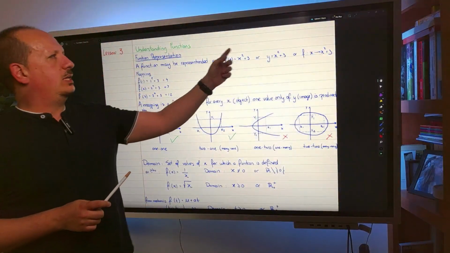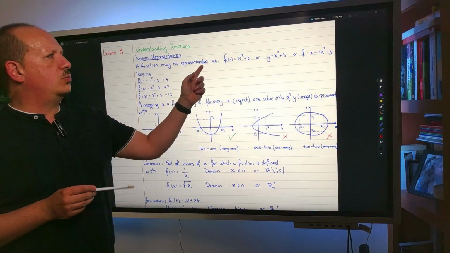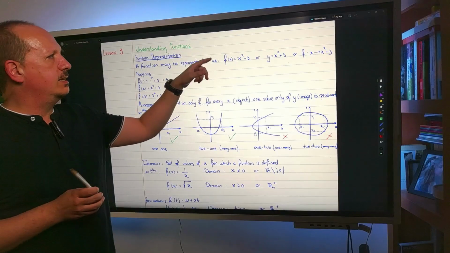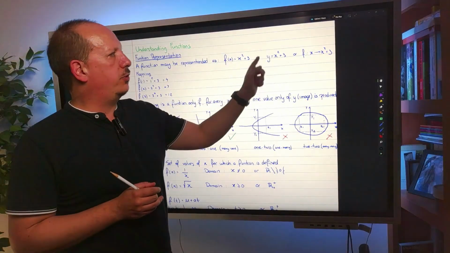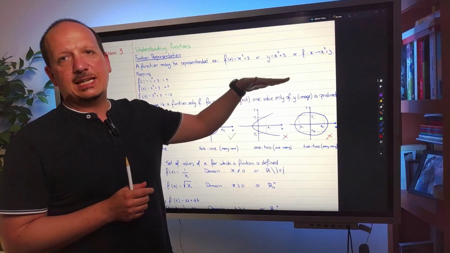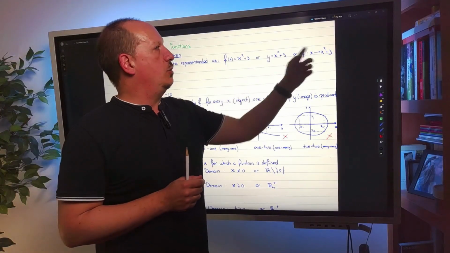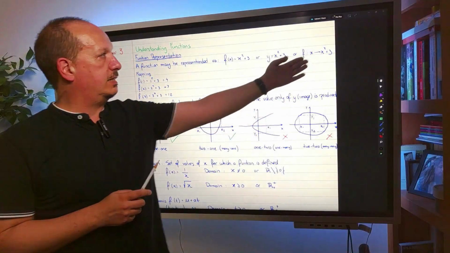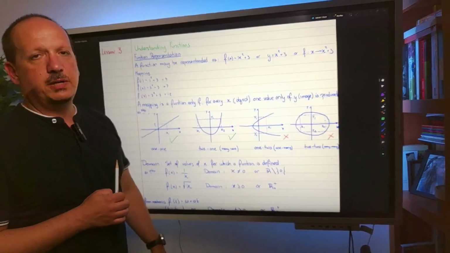This is probably the one I prefer if I'm not going to sketch it, if I don't have a y-x axis. And this is probably the one I prefer if I do have a y and x axis. And this, you may see this, I don't use this at all, but you need to understand that all of these mean the same, okay?